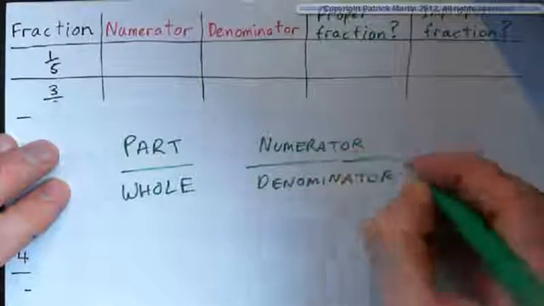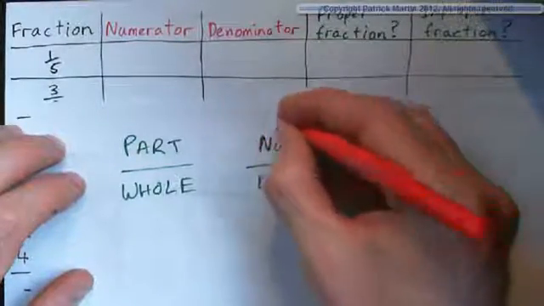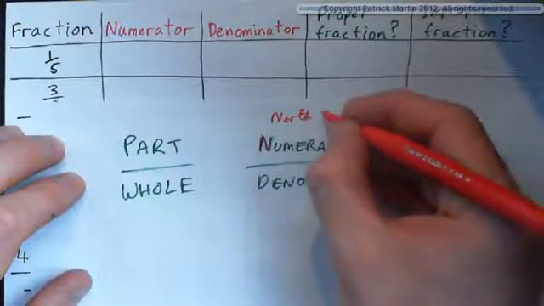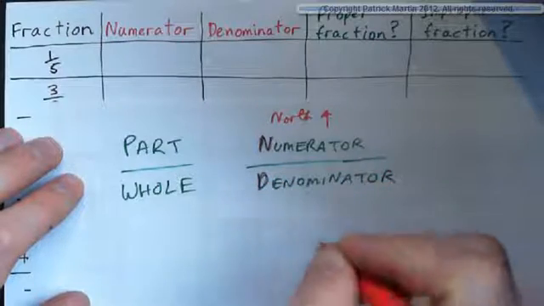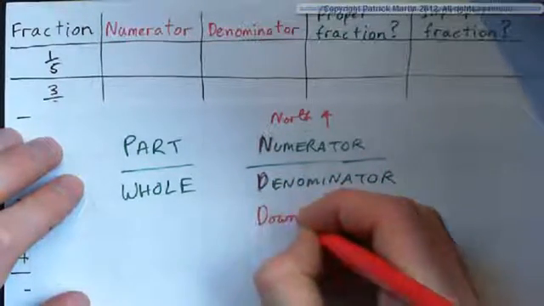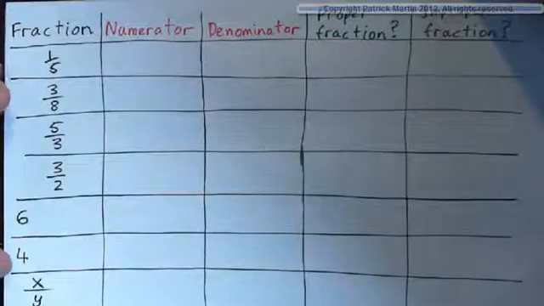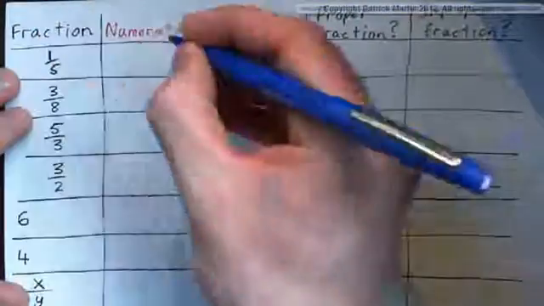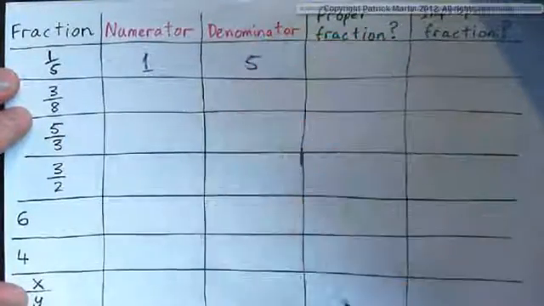Now, to remember this, you might think, for example, that n is north, right? North is up above, on top, right? So this is the one that goes on top. Denominator, you could think down. So that's the one that's down on the bottom, right? Just for fun. Okay, so if I have a fraction 1/5, the numerator is the number on the top, that's 1. The denominator is the number on the bottom, 5.